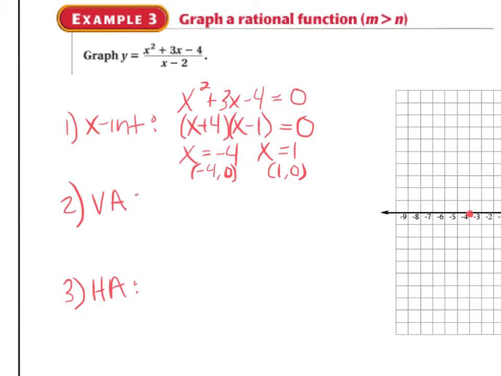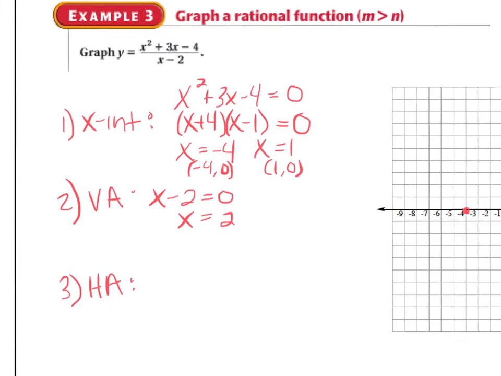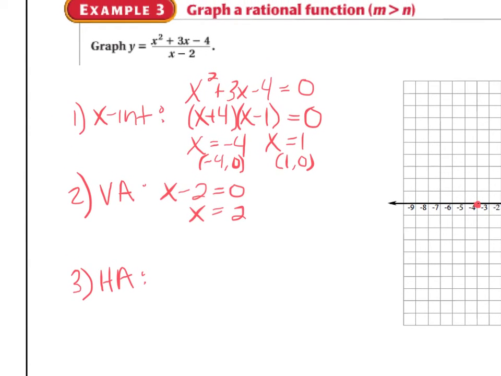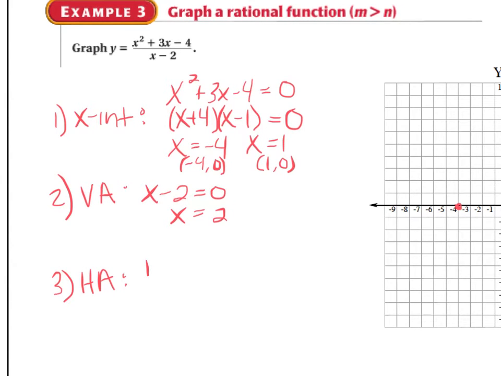Vertical asymptotes come from the denominator, so I have x minus 2 equals 0, setting it equal to 0, so I can see that x is not allowed to be 2, and so we need to eliminate that from our possible input values, and so we have a vertical asymptote at x equals 2. Horizontal asymptotes come from comparing the degree of the numerator, which is this 2 here, and my denominator's degree is a 1. So comparing those, we see that m is greater than n, and when that happens, we have no horizontal asymptote.